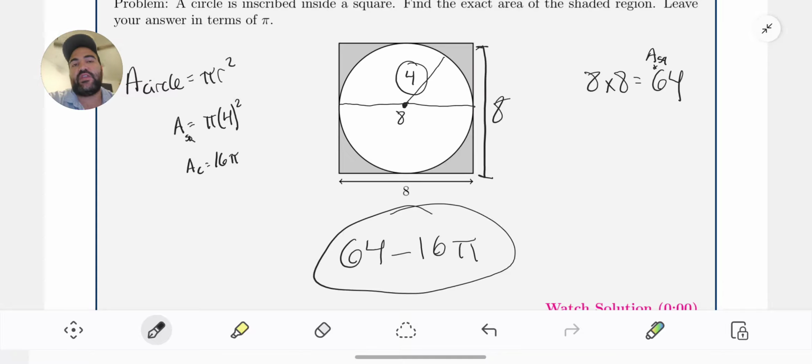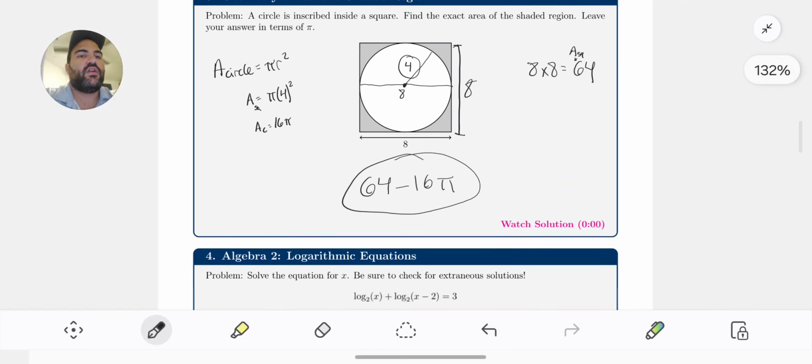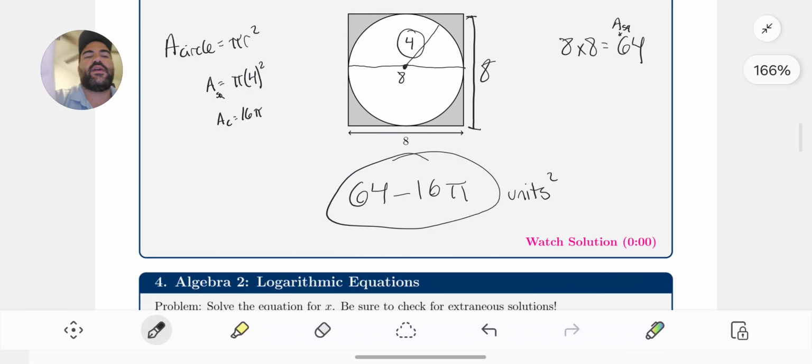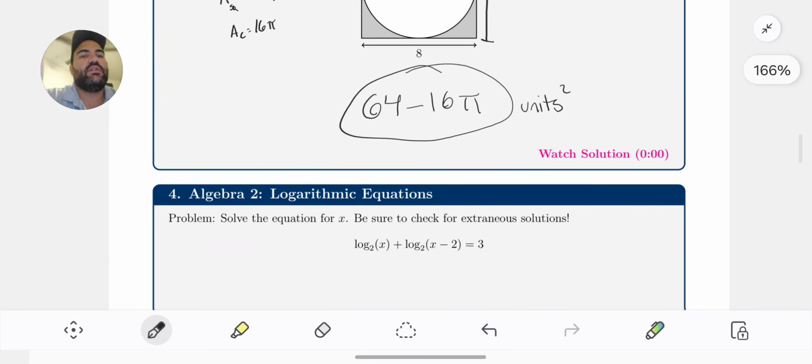You could, if they asked for rounding in the calculator, just put all that in the calculator and say what the decimal is. Okay? Exact answers, you always leave the pi alone. Alright, cool. Technically, it is an area, so you could say units squared. Some teachers are picky about that, some are not. Cool.